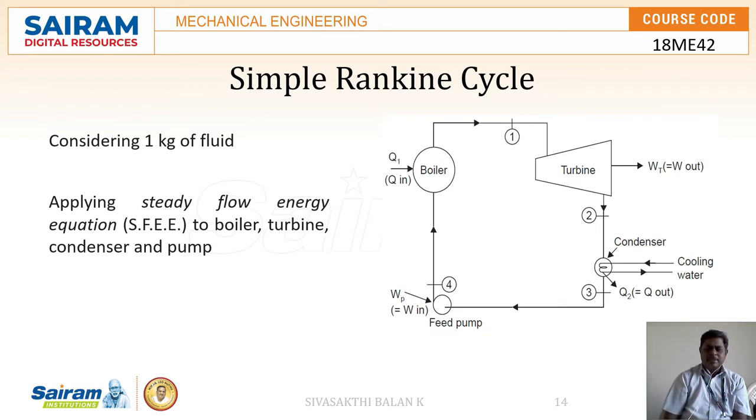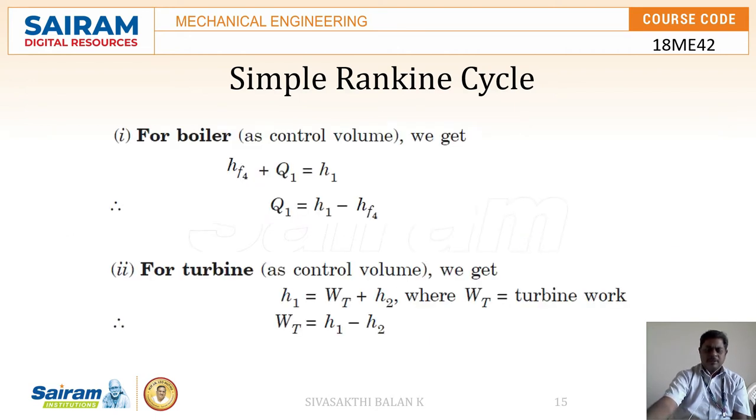Now let us analyze what is happening inside the simple Rankine cycle. For this, we consider 1 kg of fluid and apply the steady flow energy equation to the boiler, turbine, condenser, as well as the pump, all four components of the cycle. First, we consider the boiler. When we consider the boiler as the control volume, we get hf4 plus Q1 is equal to h1. From this, we can easily calculate the amount of heat added as Q1 is equal to h1 minus hf4, where hf4 is the enthalpy of the water at the starting of the boiling process.